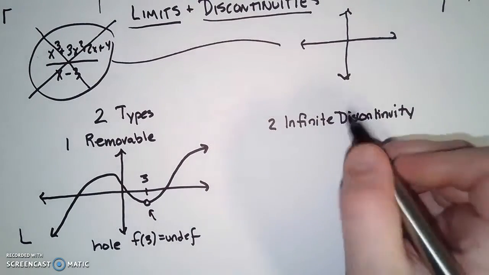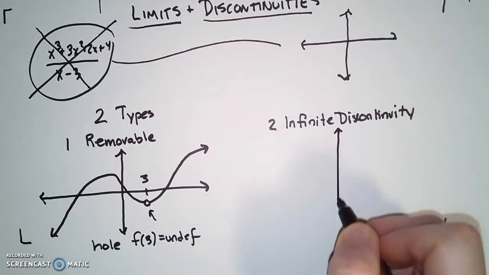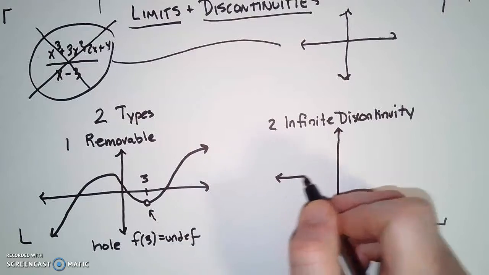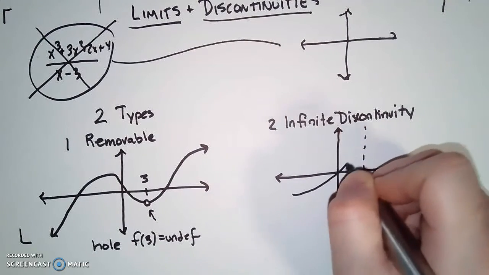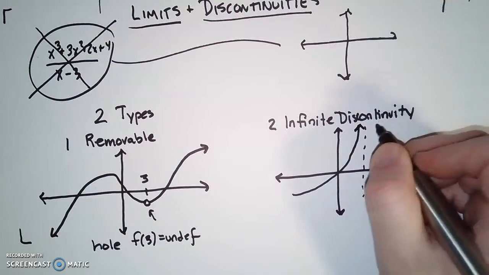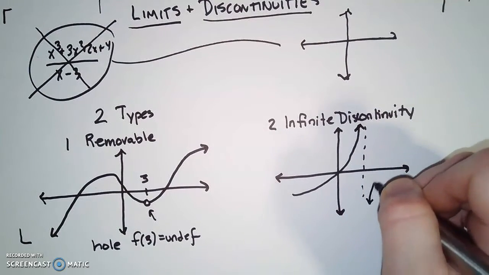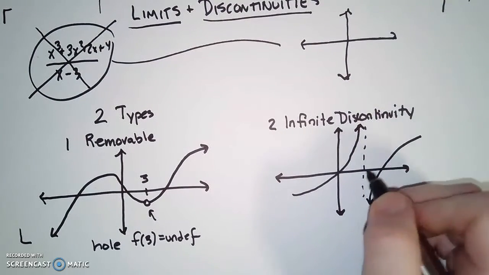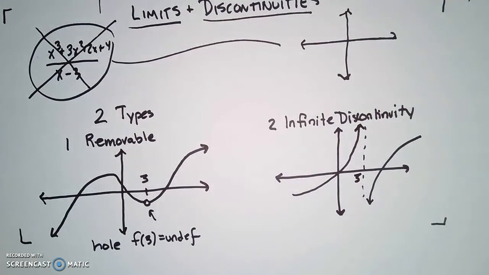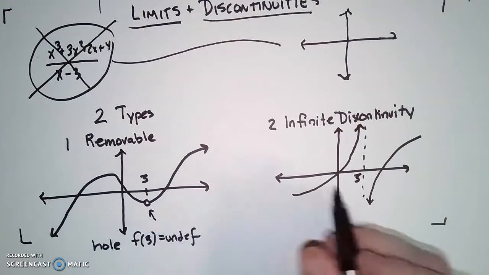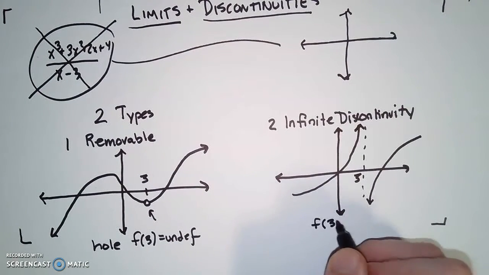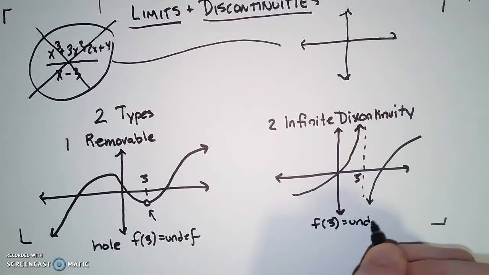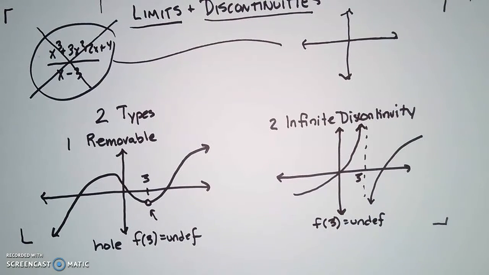For the infinite discontinuity, there's still a break in the graph, but instead of being a hole, there might be an asymptote. And we might say that f of 3 is still undefined. There is no value for any of those graphs right there.